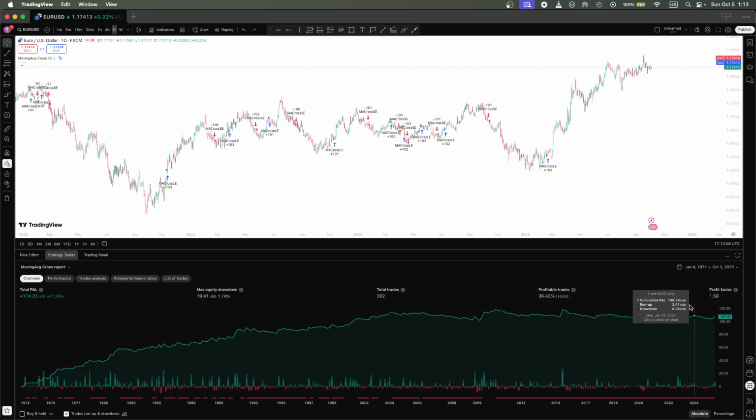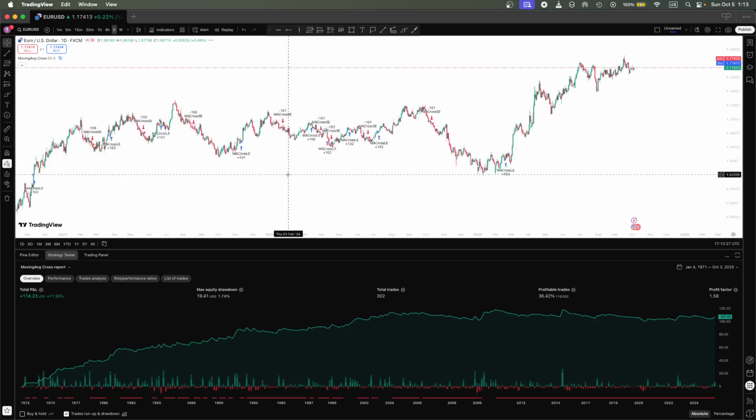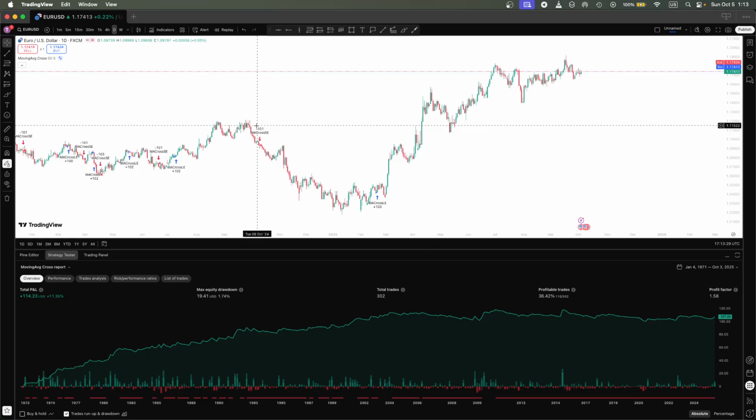So it's slowly going up. Here the total PNL is 11%. The equity drawdown is 1.74%, which is pretty good, I would say. Like anything below 10% should be a very good strategy, because it's not risking too much of your entire capital.